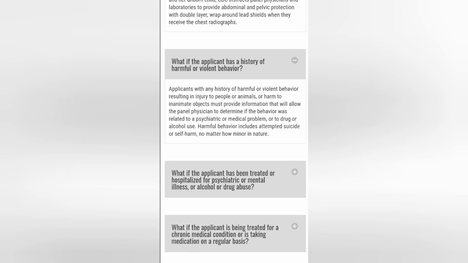This is an issue of mental health. Applicants with a history of harmful or violent behavior resulting in injury to people or animals or harm to inanimate objects must provide information that will allow the panel physician to determine if the behavior was related to psychiatric or medical problems or to drug or alcohol abuse. Harmful behavior includes attempted suicide or self-harm, no matter how minor in nature.